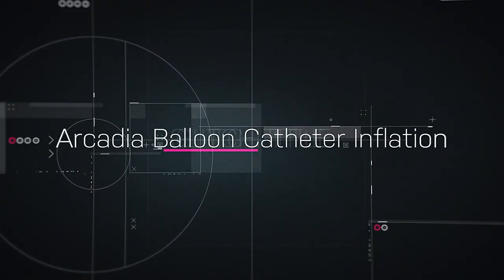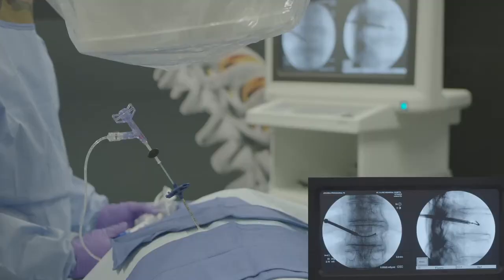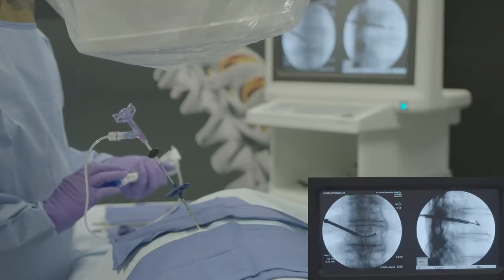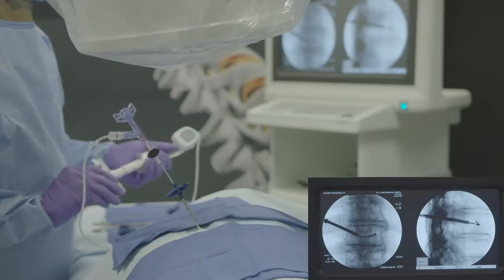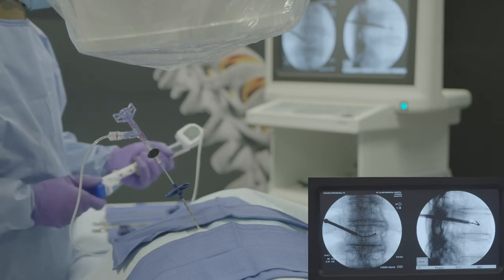Arcadia Balloon Catheter Inflation. Under fluoroscopic guidance, inflate the Arcadia Balloon Catheter to 44 psi to secure balloon in position.